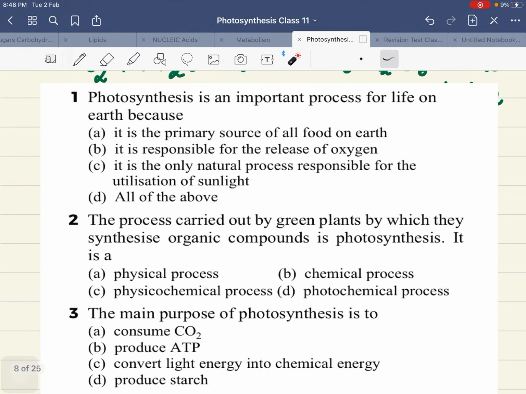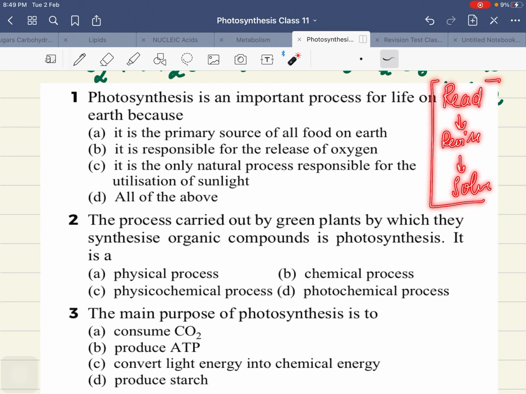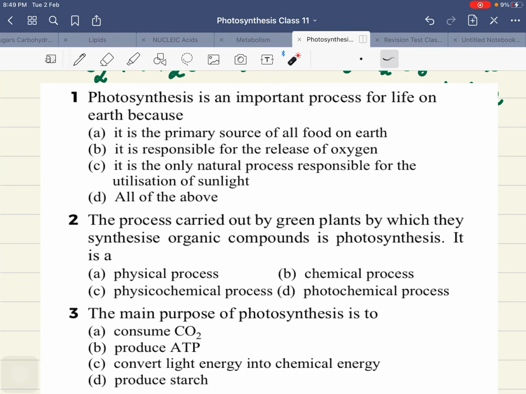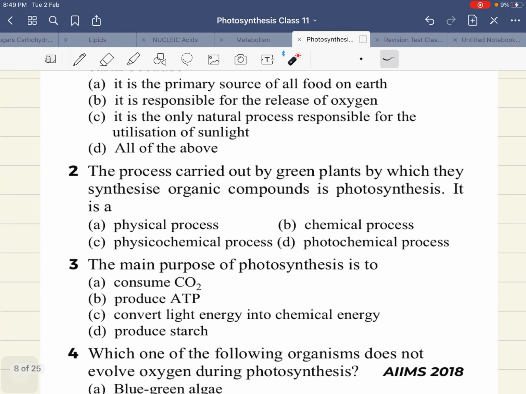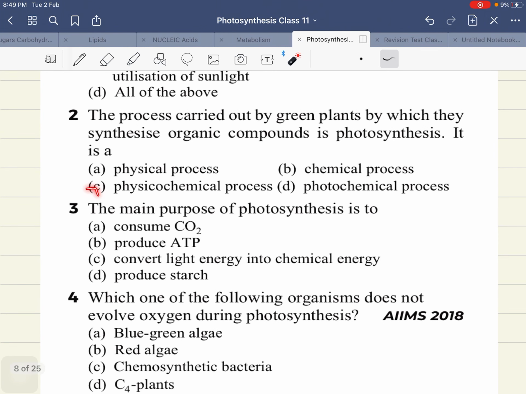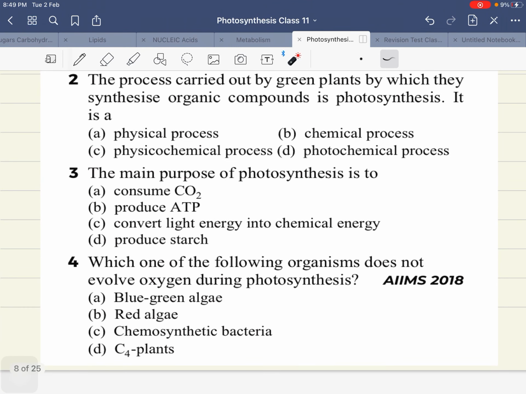See, that is what we do. First we read, revise, and then we solve. That is the correct strategy to master any topic. It is not only the reading part which will help you out. Practice. The process carried out by green plants by which they synthesize organic compounds is which process? The main purpose of photosynthesis is, so please read it and tell me the main reason.